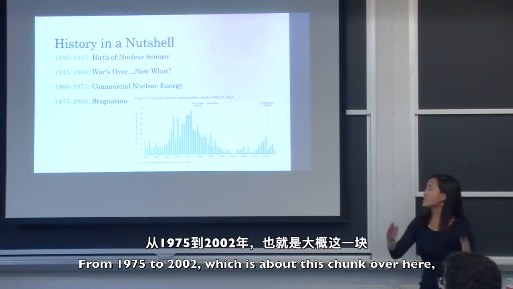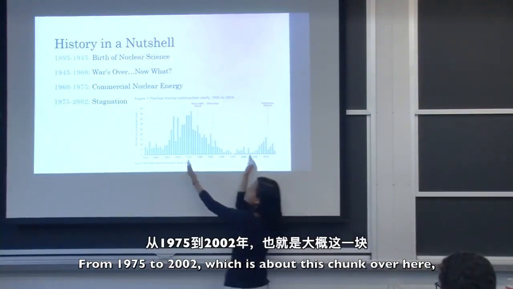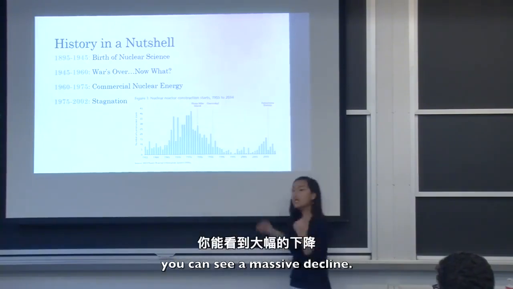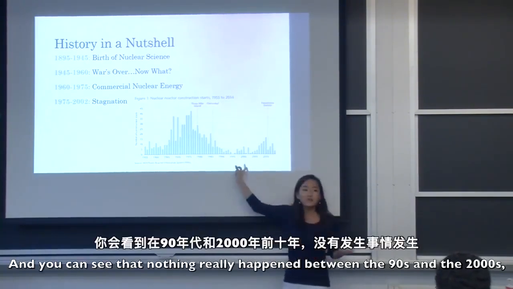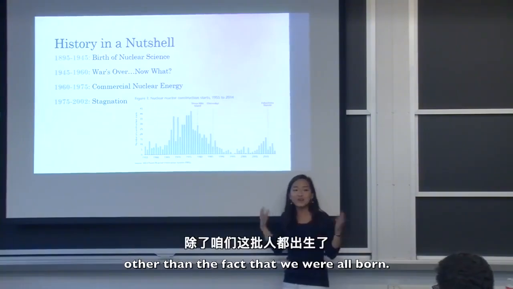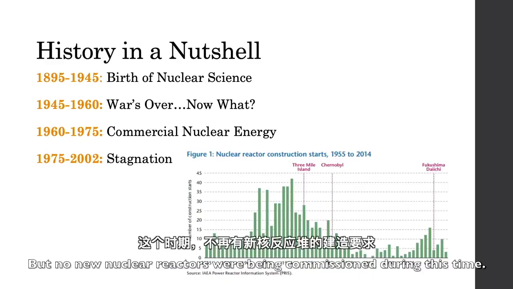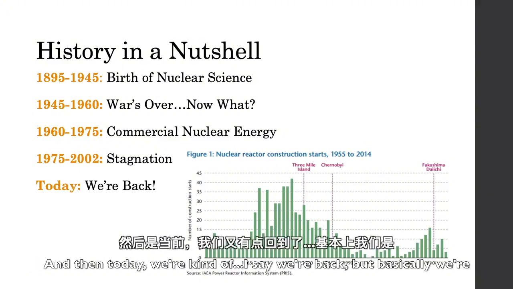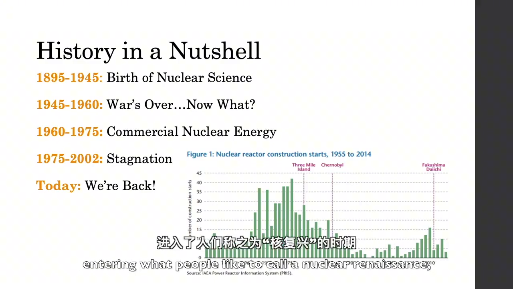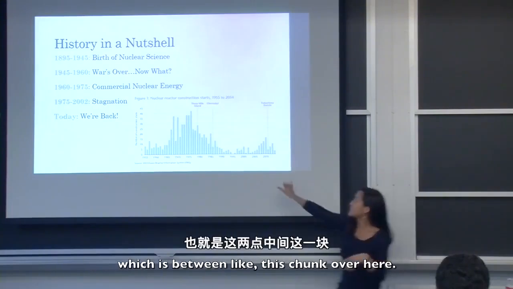From 1975 to 2002, which is about this chunk over here, you can see a massive decline, and then you can see that nothing really happens between the 90s and the 2000s, other than the fact that we were all born. But no new nuclear reactors were being commissioned during this time. And then today, we're entering what people like to call a nuclear renaissance, which is between this chunk over here.